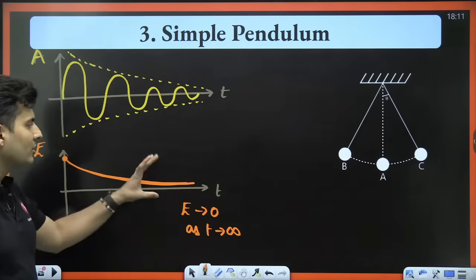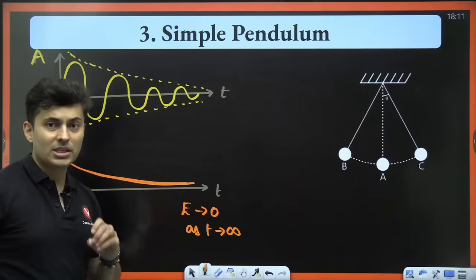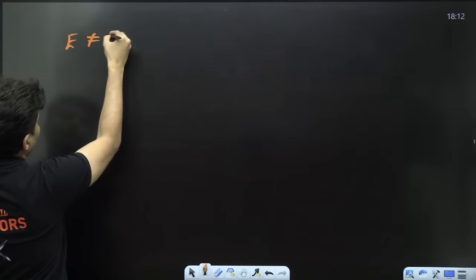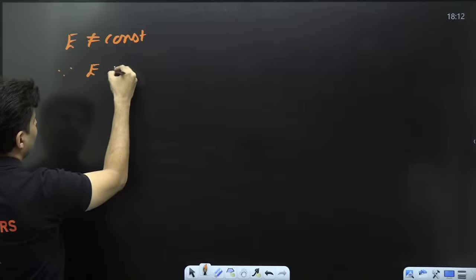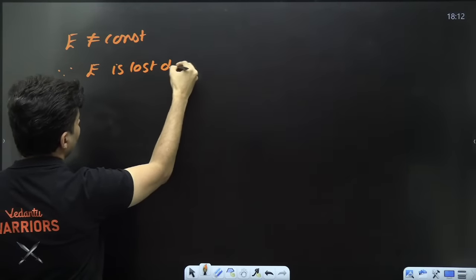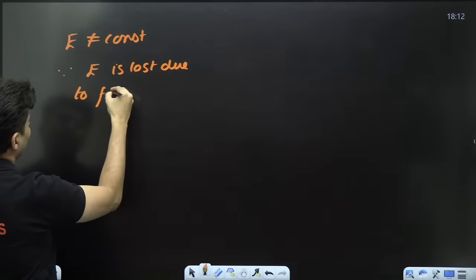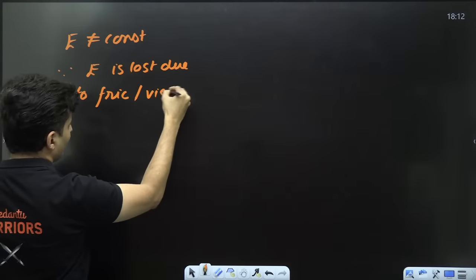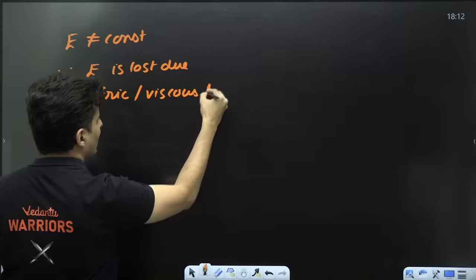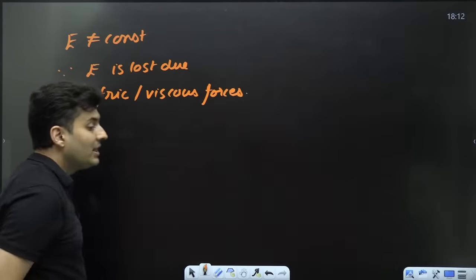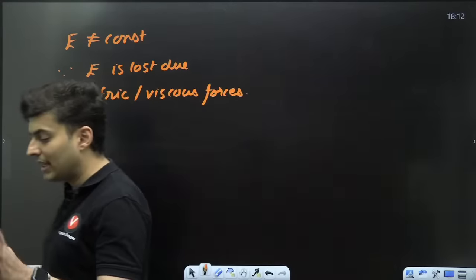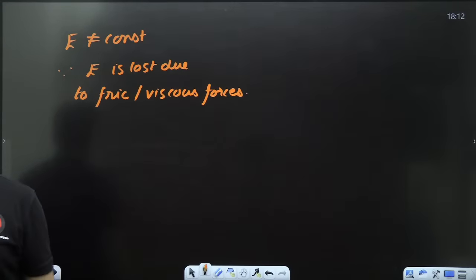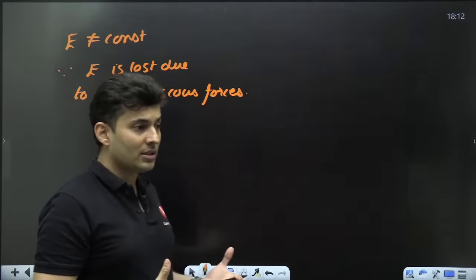So, you can see the energy is not constant. Why is the energy not constant? The reason is, the energy is not constant since mechanical energy is lost due to frictional or viscous forces. These forces are present everywhere around us. No matter what you do, you cannot get rid of these viscous or drag forces.